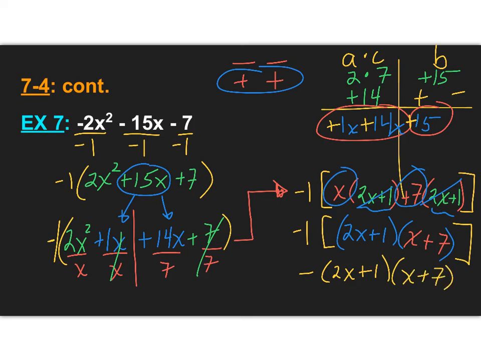And so our very final answer is right here. So moral of the story, if you start out with a negative in front of the squared term, 100% of the time we want that highest degree term, in this case the squared term, to be positive. And that, my friends, is the last example for section 7-4. Now you know almost everything there is to know about factoring. Almost.